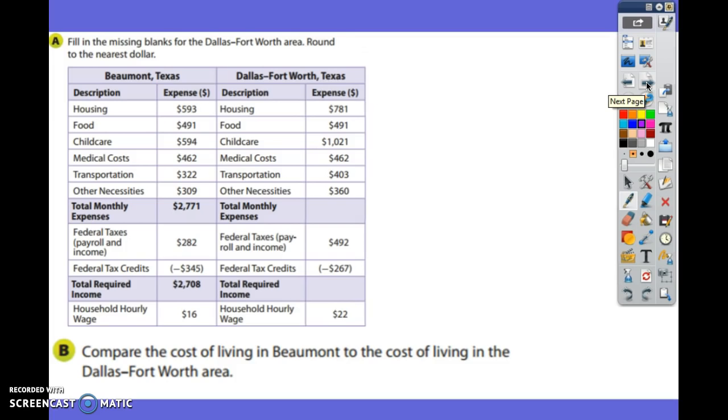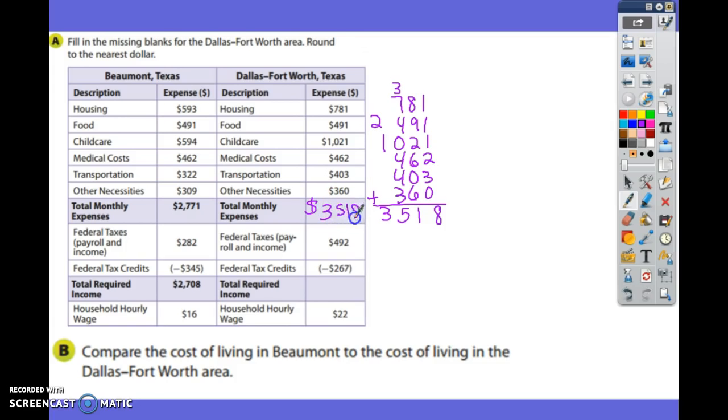So the total monthly expenses for the Dallas-Fort Worth area is right here. So we're going to add all of these numbers up to find the total monthly expenses. Make sure you line up your decimals. We have $781, $491, $1,021, $462, $403, and $360. So we're going to add all of those up. 1 plus 1 is 2, plus 1 is 3, plus 2 is 5, plus 3 is 8. 8 plus 9 is 17, plus 2 is 19, plus 6 is 25, plus 6 is 31. 7 plus 3 is 10, plus 4 is 14, plus 4 is 18, plus 4 is 22, plus 3 is 25, and 2 plus 1 is 3. So the total monthly expenses is going to be $3,518.